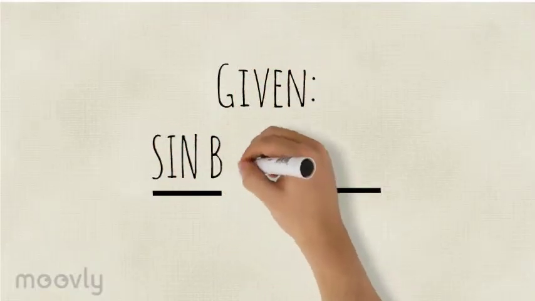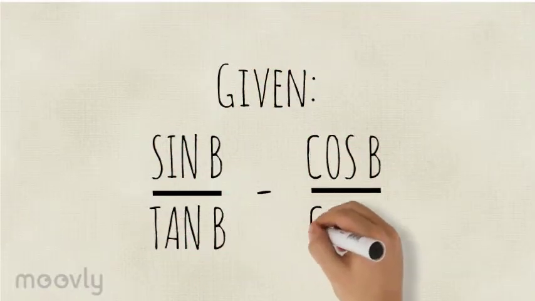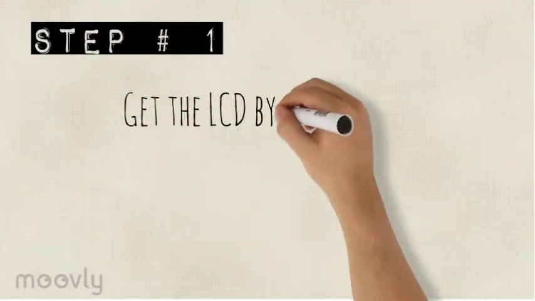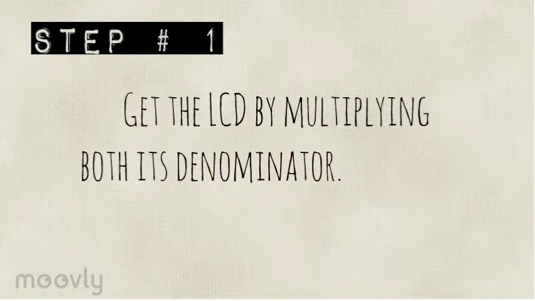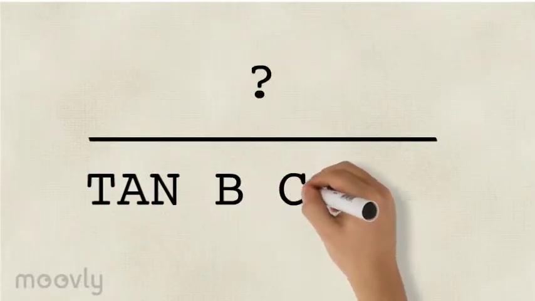Given sine B over tan B minus cosine B over cotangent B. Step 1. Get the LCD by multiplying both its denominators, where tan B times cotangent B.